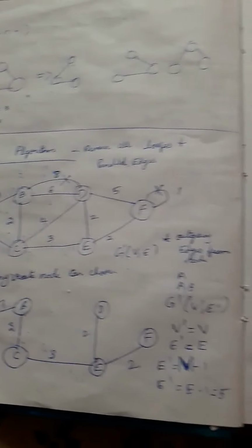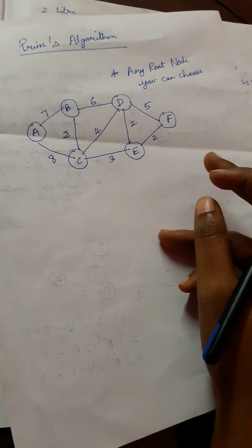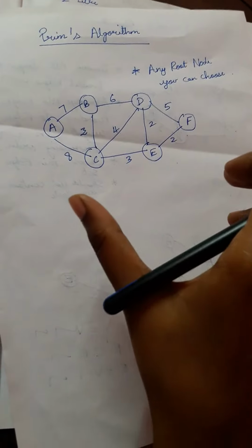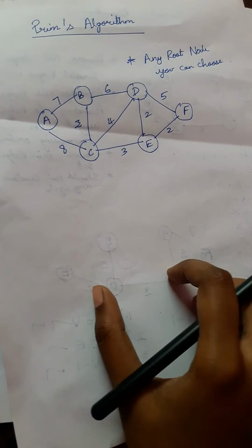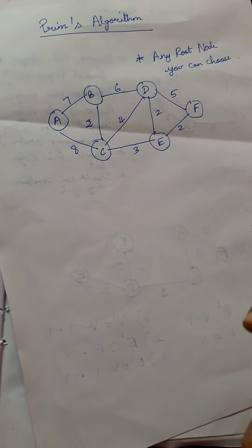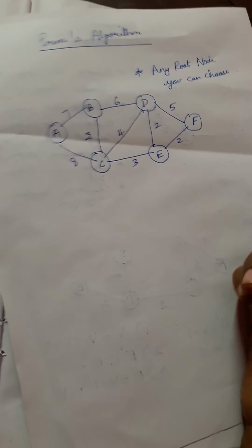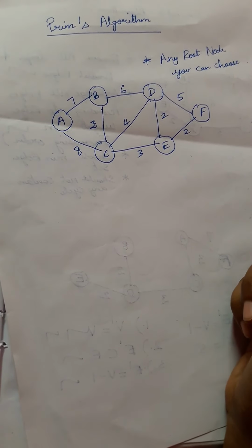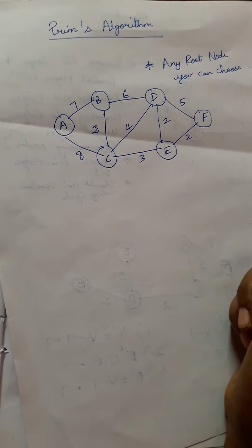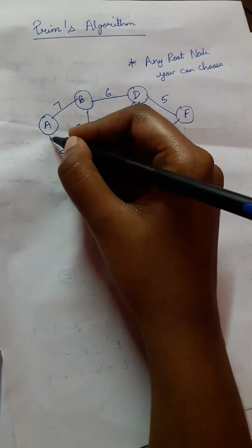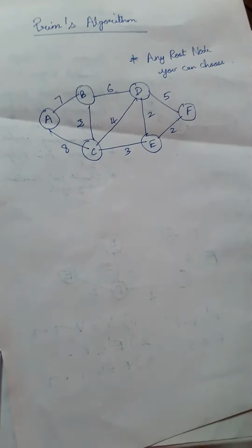After removing, we have drawn the diagram here. Whatever question they give, you first need to remove all the loops and parallel edges, then draw the diagram separately, and only then start. The first condition in Prim's algorithm is that we need to select any root node. But in Kruskal's algorithm, we did not do that; we just took the minimum number first. Here in Prim's algorithm, you choose any one root element. In this question, I am going to choose A as the root element.